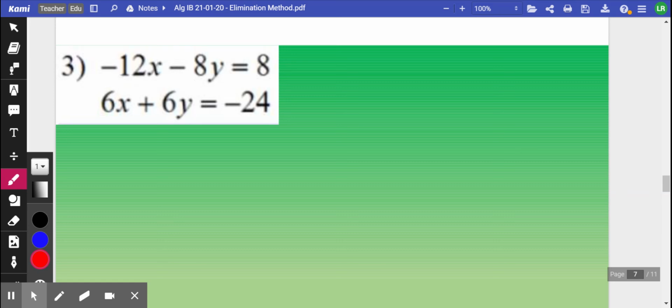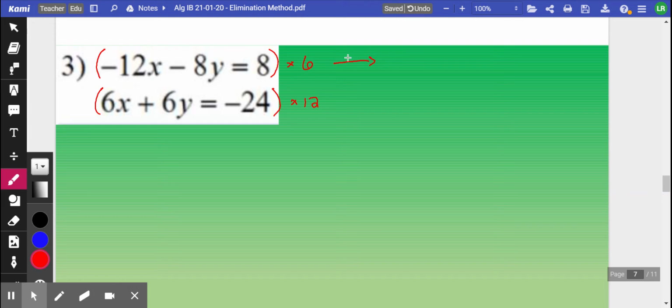Okay, if you follow the foolproof way, we're going to go top by the bottom. So the top equation by the bottom number. So top by 6. The bottom equation by opposite of the top number. So the opposite of -12 is +12. Okay, and I do my multiplications.